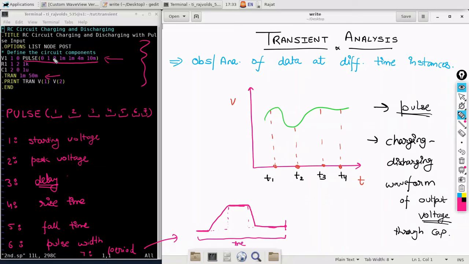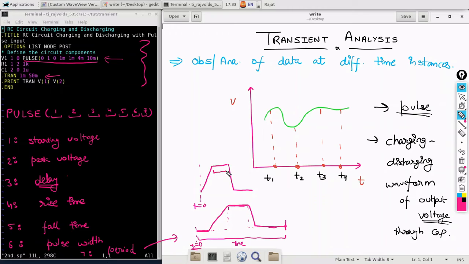0 is the delay time, so it will not take any delay to start the pulse, so it will be like this. If you say this is t equals 0, and here t equals 0 is here. So as you can see, it is not taking any time for the pulse to form. So we have 0 delay time, then we have 1 millisecond for the rise time, 1 millisecond for the fall time, and we have 4 millisecond for the period.